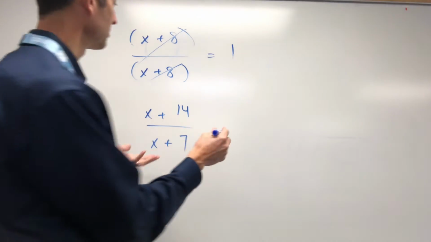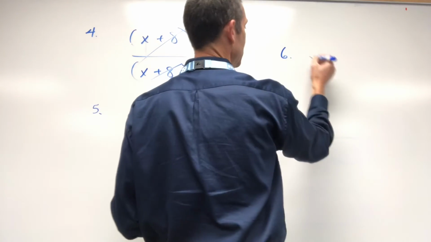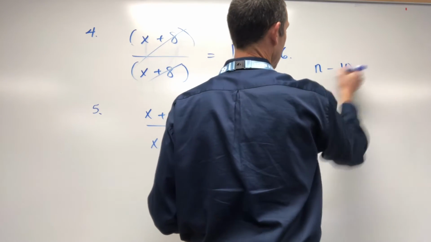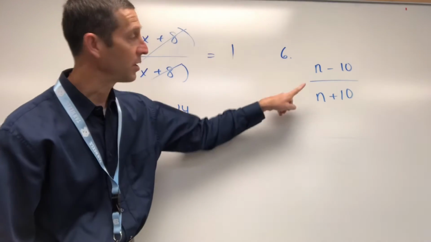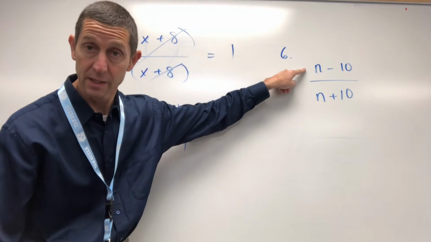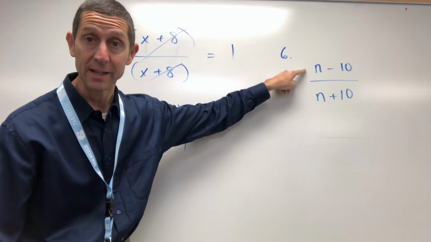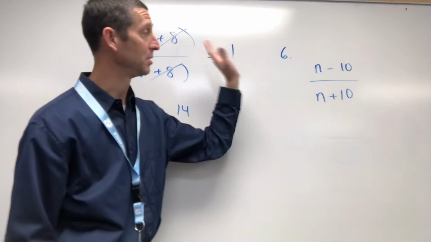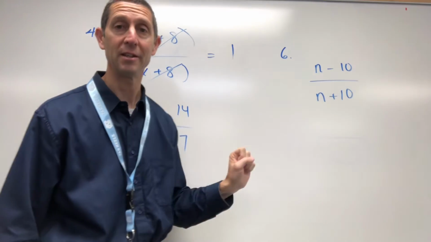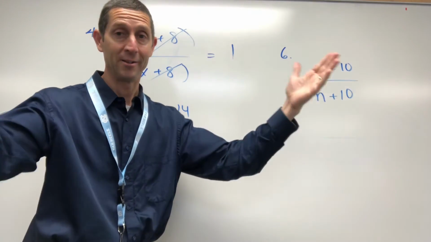Same thing if you have different signs. Like here, say we have n minus 10, n plus 10. The only thing that can cancel out an n minus 10 is another n minus 10. This is plus 10. Not the same. Don't touch this. Don't cross anything out. Don't simplify it. Just walk away.